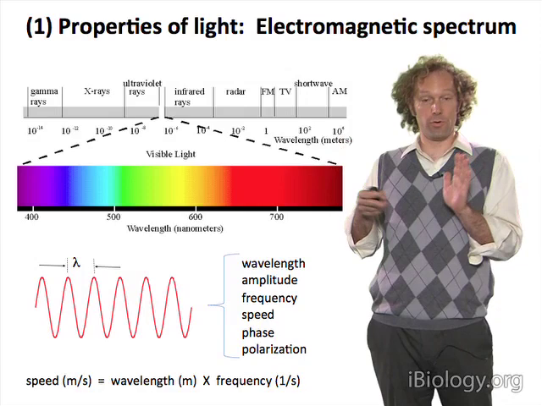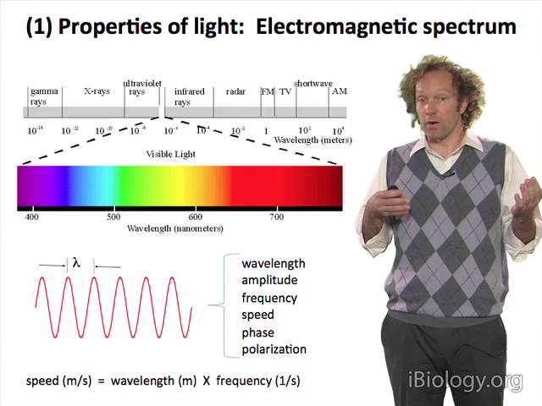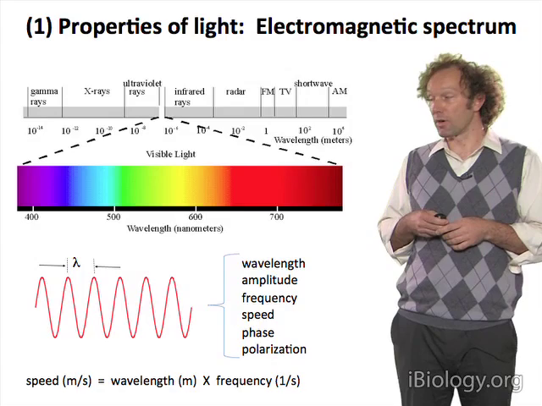Move through 0 to 360 degrees. It also has polarization, so an orientation to that electric field that's oscillating. Some of these properties of waves are interrelated. So for example, speed is the product of the wavelength and the frequency. Those are connected by the speed of light.